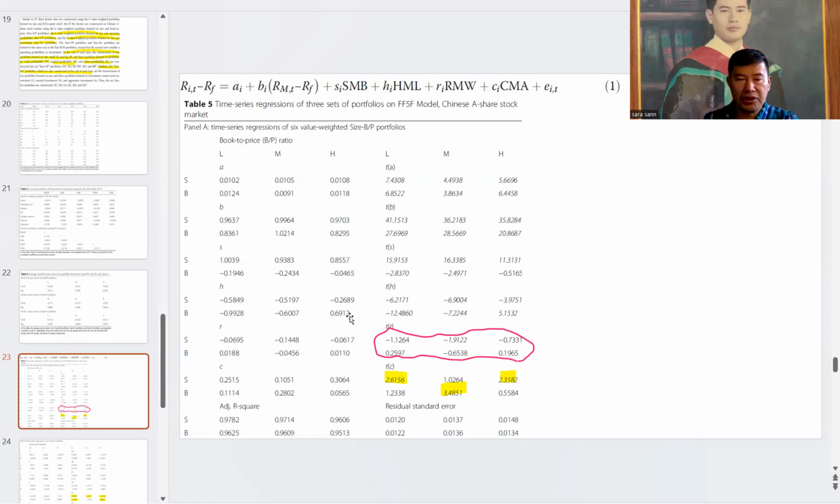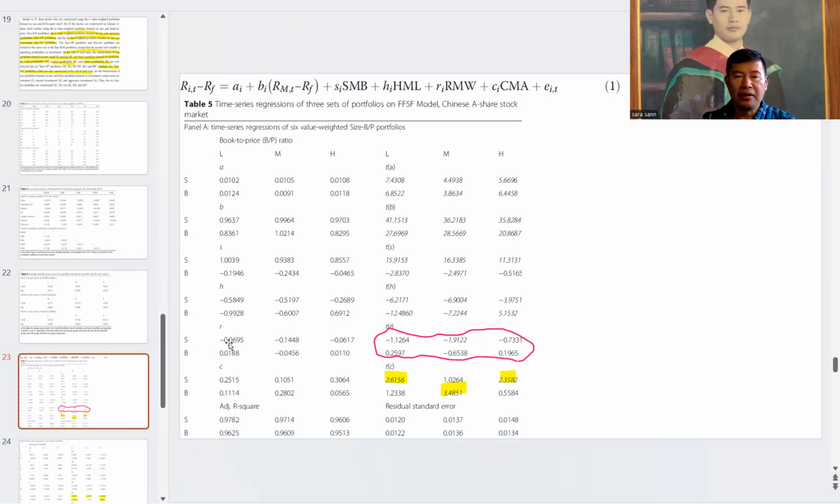But look at the 0.912, what about the T statistic? Is it greater than 2? Yes, it is. 5.15, greater than 2. Okay, don't forget that when you select a portfolio, you must look at the T statistic at the same time.